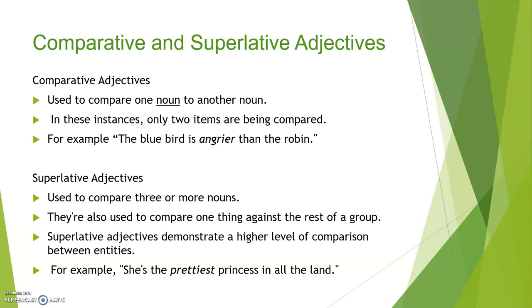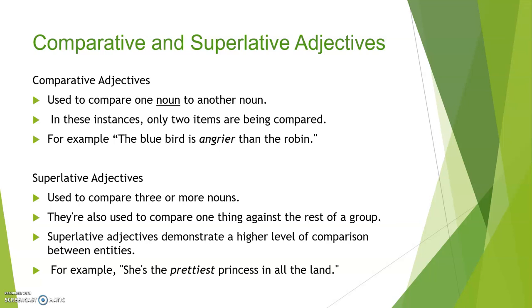Let's learn what comparative adjectives are. Comparative adjectives are used to compare one noun to another noun. In these instances, only two items are being compared. For example, the blue bird is angrier than the robin. So robin is also a bird. So here only two things are being compared, and that is known as comparative adjectives.